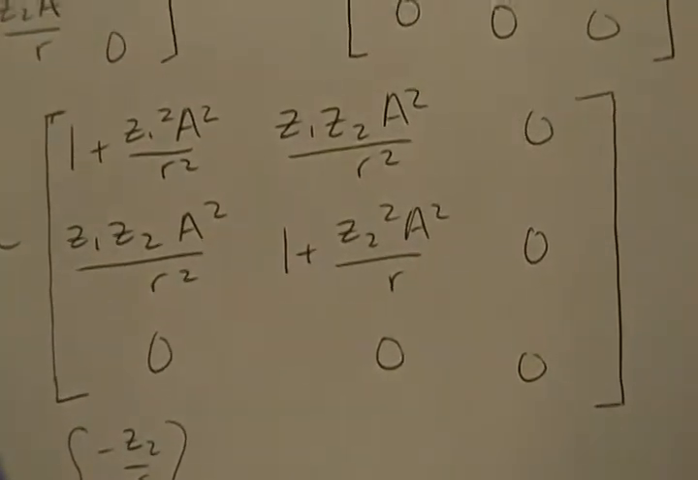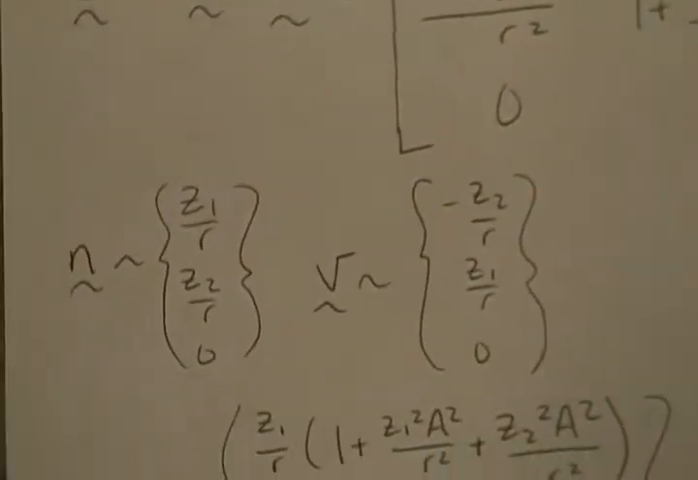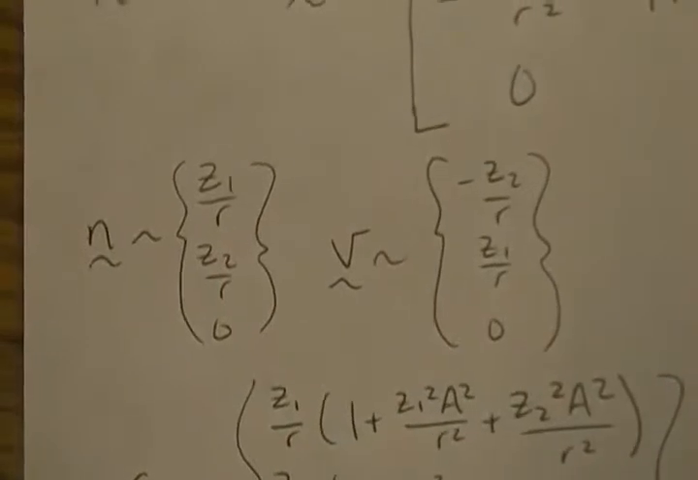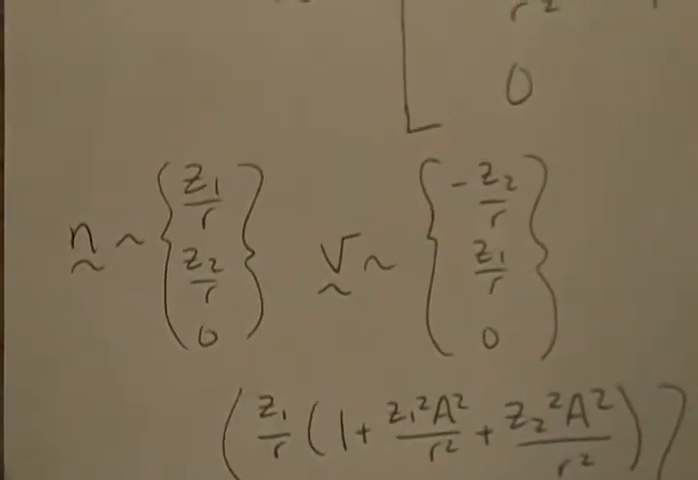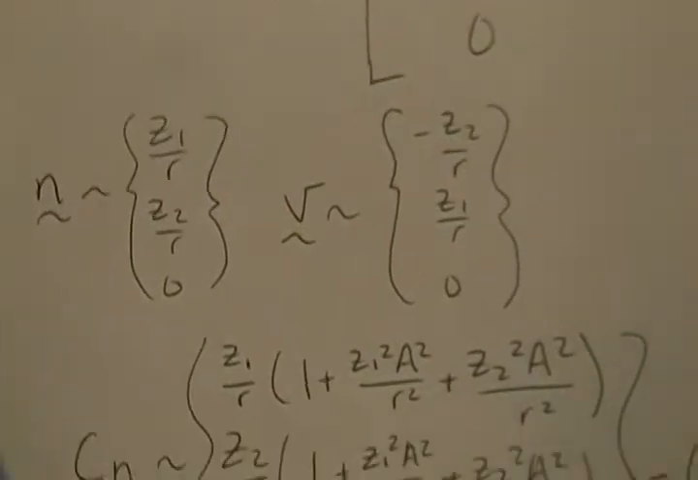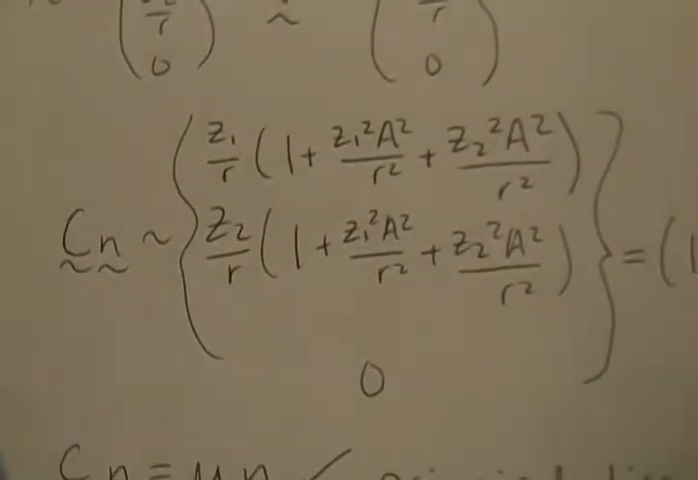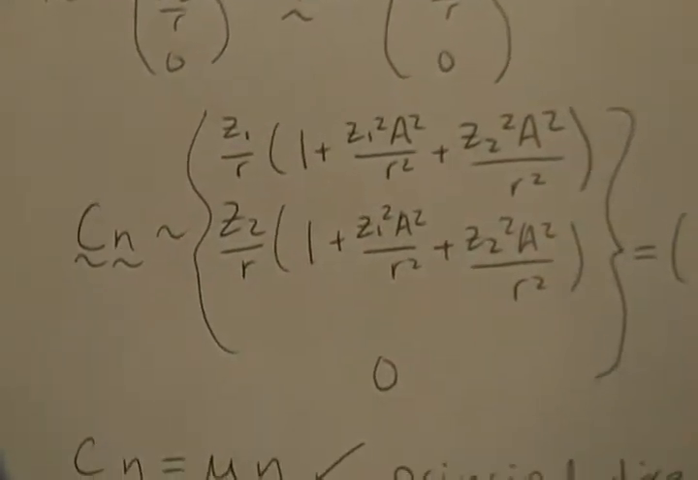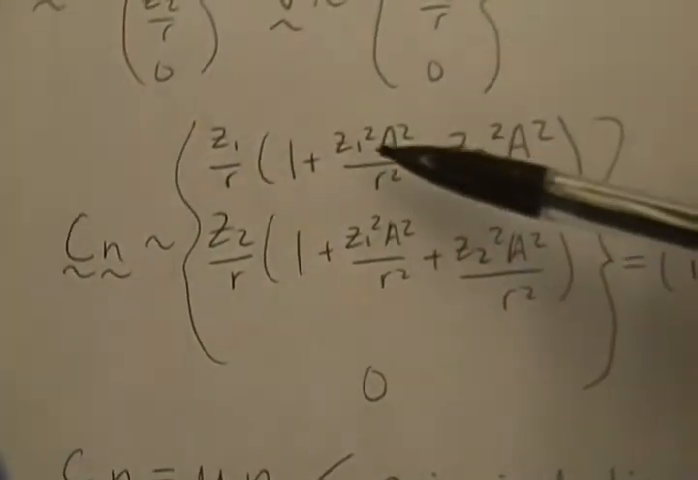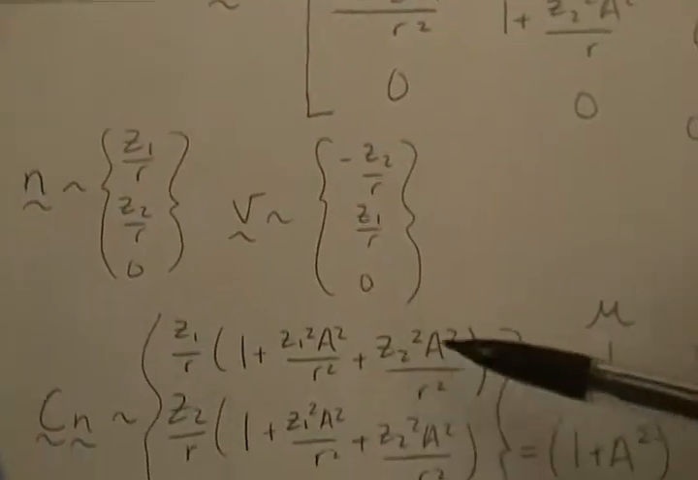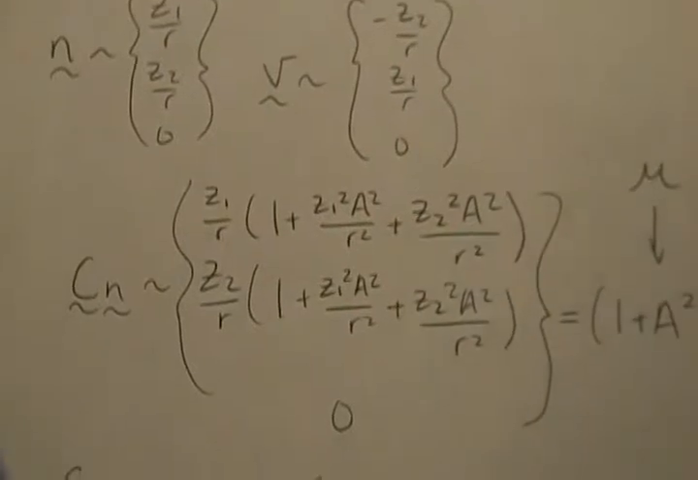Now, we remember that our vectors for n and v are zeta 1 over r, zeta 2 over r, 0, and v is negative zeta 2 over r, zeta 1 over r, 0. So C operating on n gives us this vector, and if you'll notice, we have a zeta 1 squared term here, a zeta 2 squared term here, and they're both over r squared. If we pull those values out and set them in terms of a squared, they equal 1.